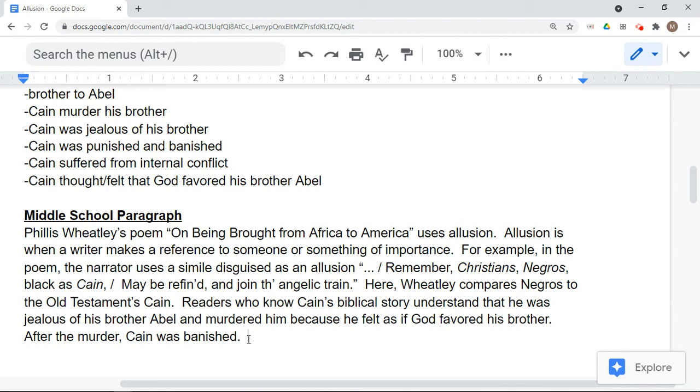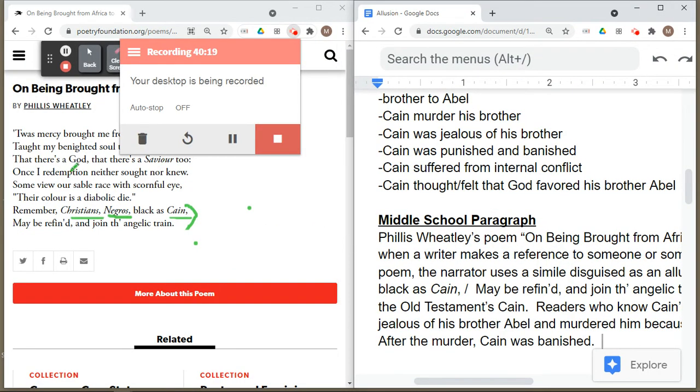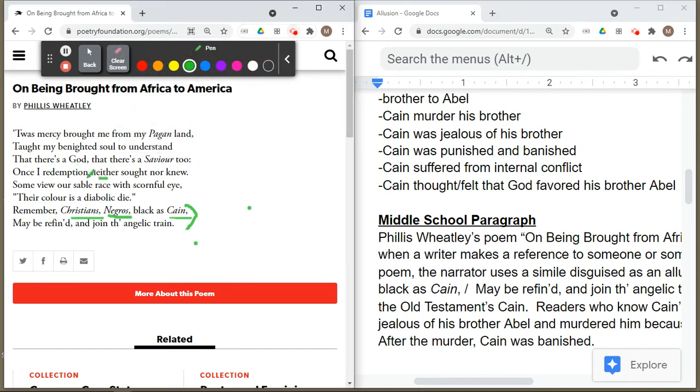So, what is she really saying there? She doesn't say remember white Christians, but she's implying that, because you've got Christians and then right after that Negroes, and then she uses black as Cain. And if you go back to the poem itself, writers, you see this reference here: some view our sable race with scornful eye. Then she's got quotation marks, almost as if these other Christians are having a conversation. Their color, the color of their skin, their color is a diabolic dye.